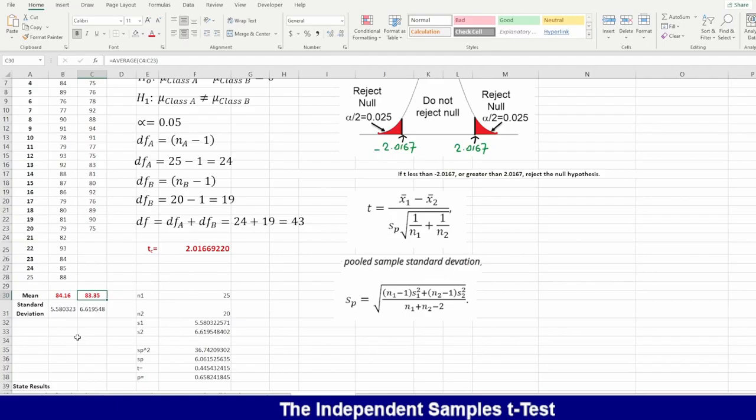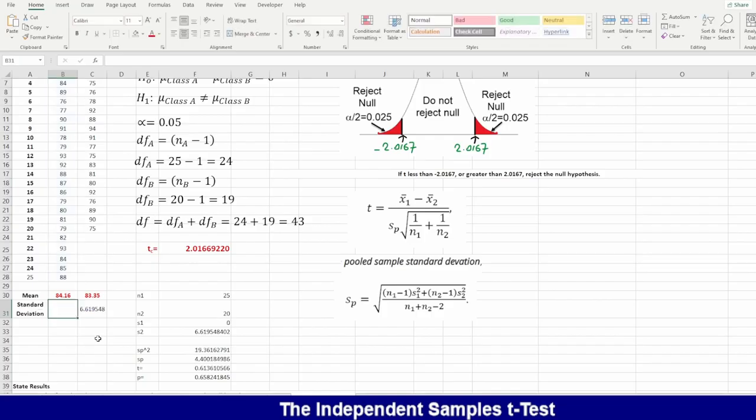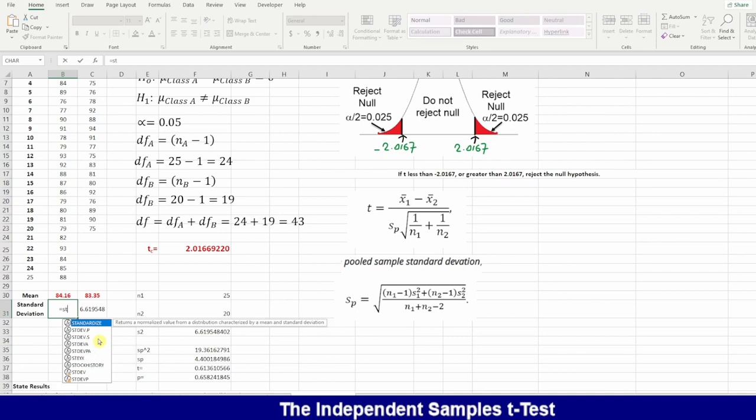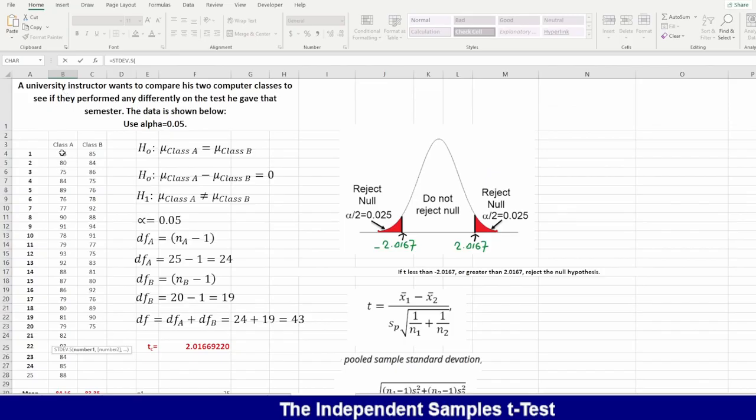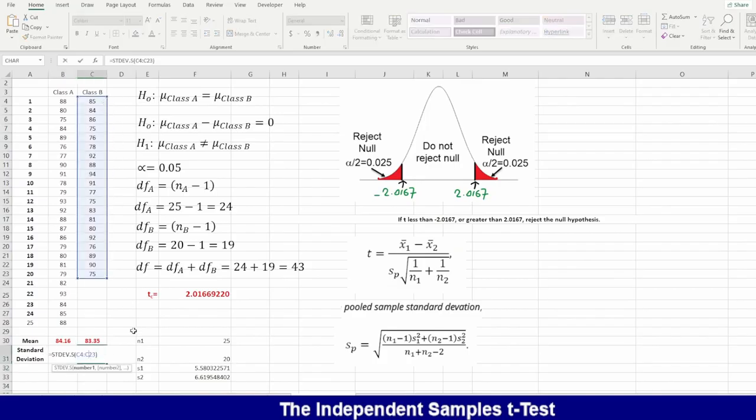For standard deviation, I will use the standard deviation for a sample. It will be equals STDEV.S, and then I will select my data from here to here and enter. Then I will do the same with class B. Now I have the mean and the standard deviation.